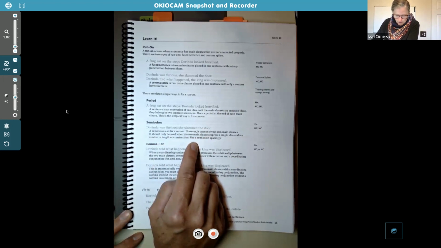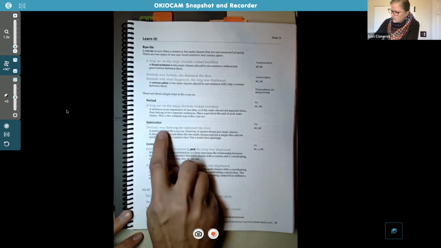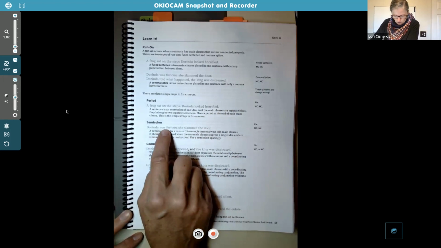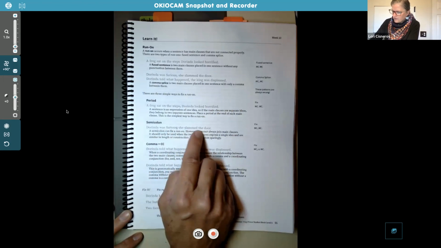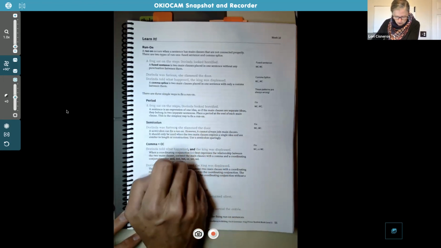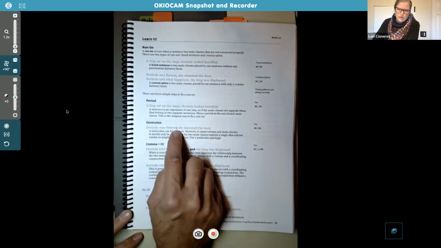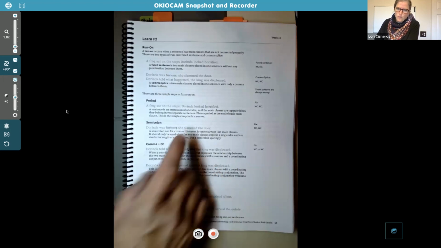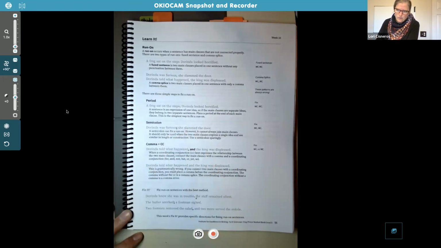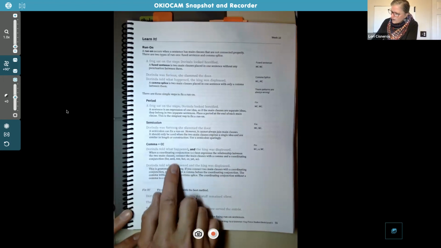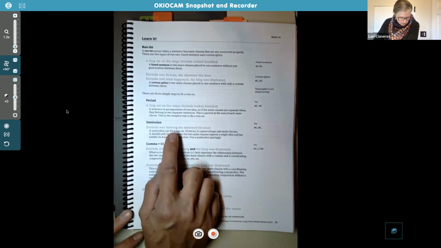So slamming the door was how Dorinda expressed her anger. So both main clauses express a single idea. So this is how she expressed her anger. And because there's both short sentences, that's another good place to put a semicolon. So if you have longer sentences or one long and one short, that's not a good place for a semicolon. So that is where and when you would use a semicolon.